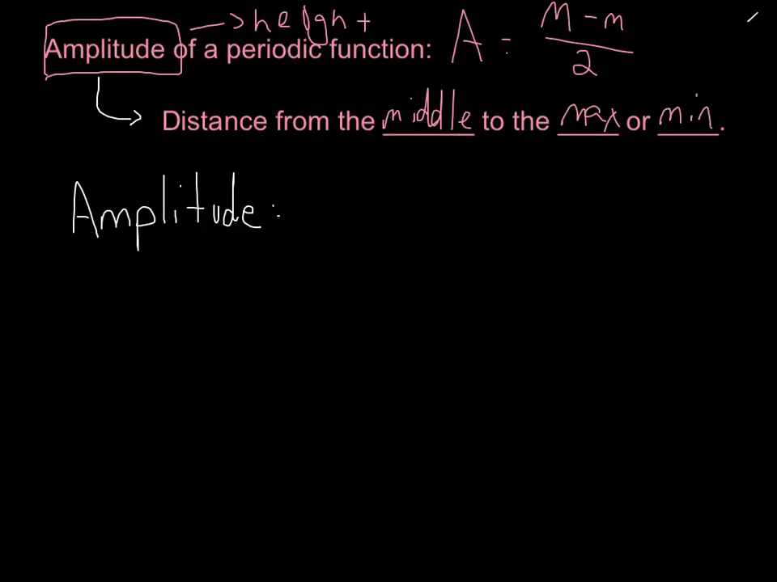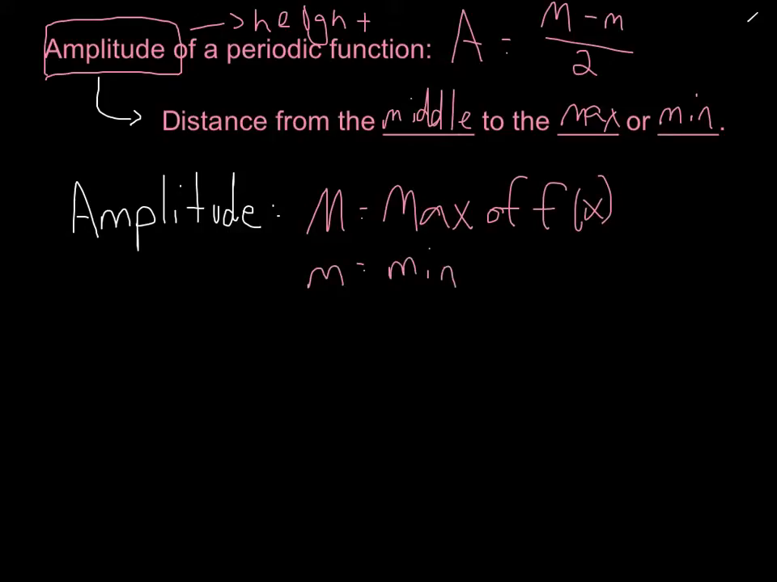Where, let's see here. Big M is the max of f of x, and little m, he's just the min of f of x. He's just a little guy, he's just a minimum. All right, those are all y values. Those are all y values when we're talking about amplitude.